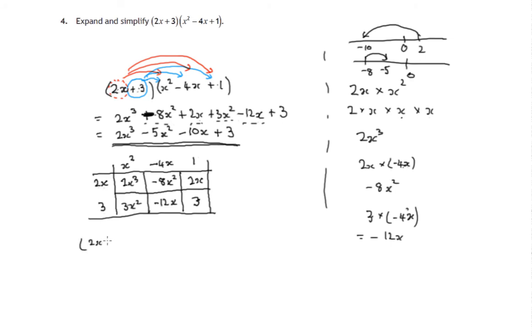So 2x plus 3 times x squared minus 4x plus 1 will be, there's a 2x cubed. Let's look at the x squared terms. You find them in this diagonal. 3 of them minus 8 of them, that's minus 5 of them. Let's look at the x terms. There they are in this diagonal. Negative 12x plus 2x, negative 10x. And finally, the 3. So be careful that you've accounted for all the boxes when you make your final simplification.